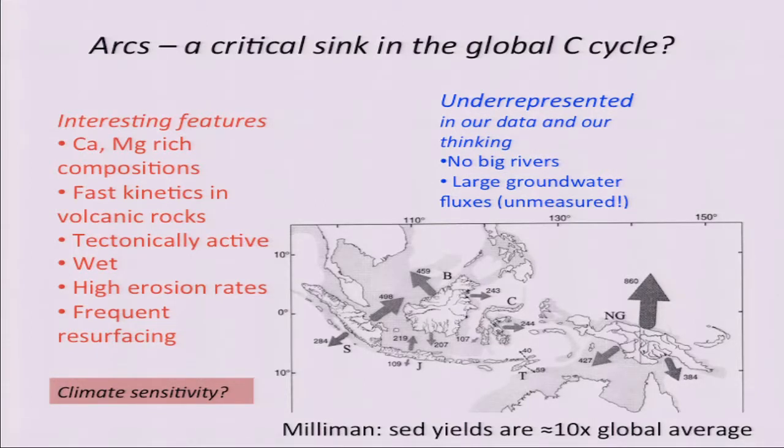These arcs are by definition tectonically active. They're almost by definition wet. They're all sitting in the ocean. You put topography in the ocean, you're going to be wet. That's simple climate physics. That's probably true throughout Earth history.